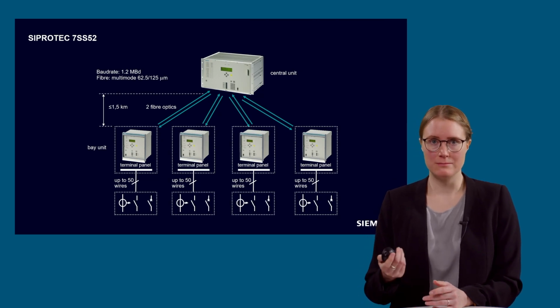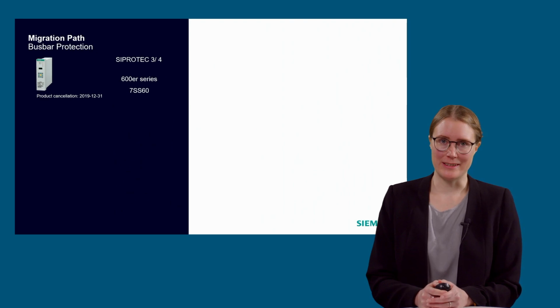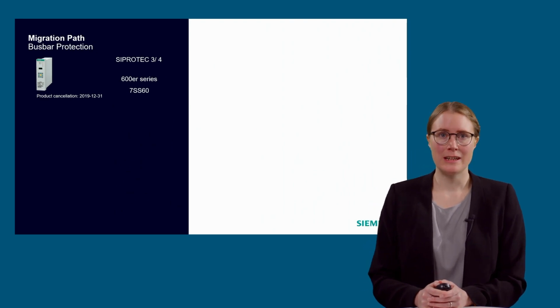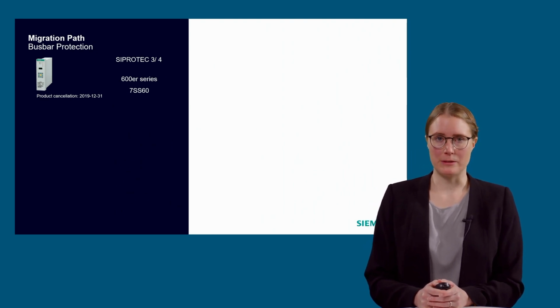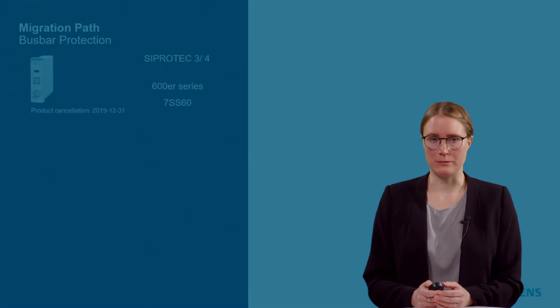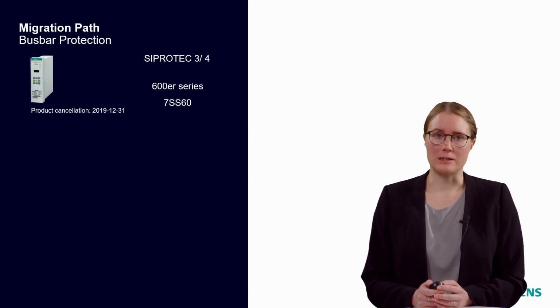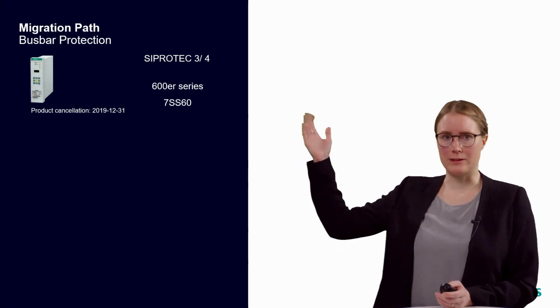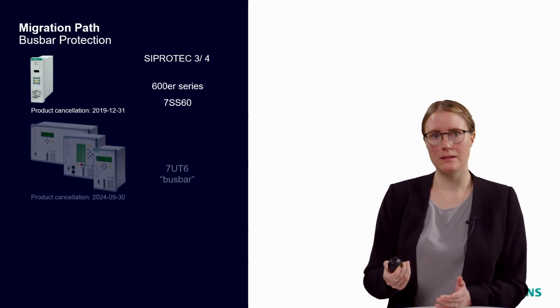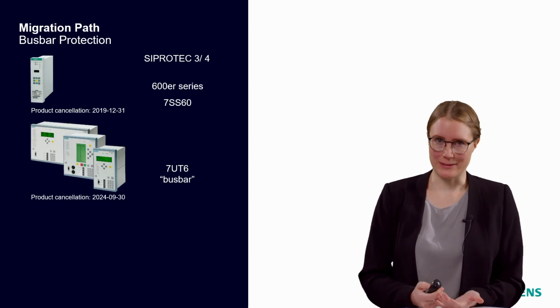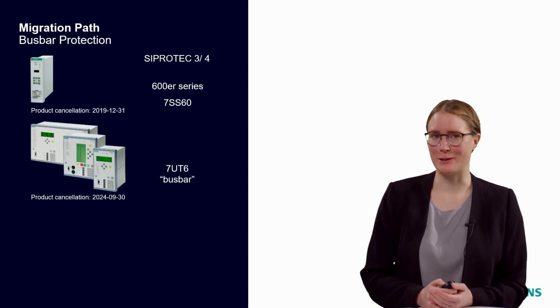In addition to the 7SS52 device, there are also other solutions in the ZProtect 3 or ZProtect 4 portfolio. In the ZProtect 3 portfolio, we had the 7SS60 device, which was a centralized busbar protection. This is the first device on the slide. Of course, the device is quite old, nothing we want to promote here.